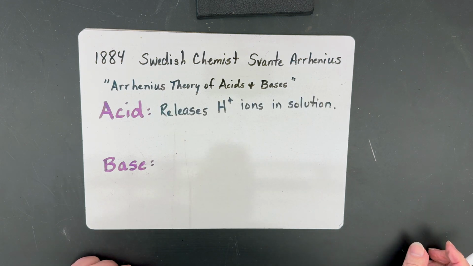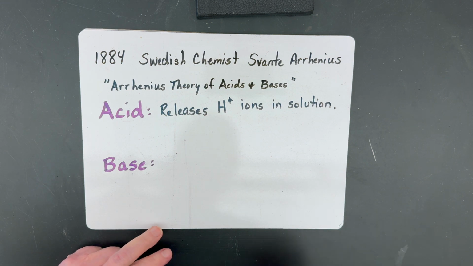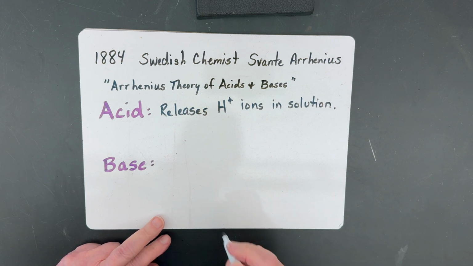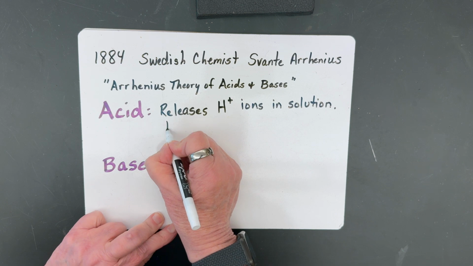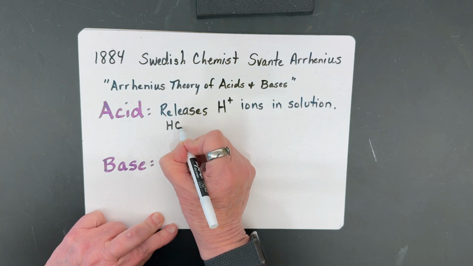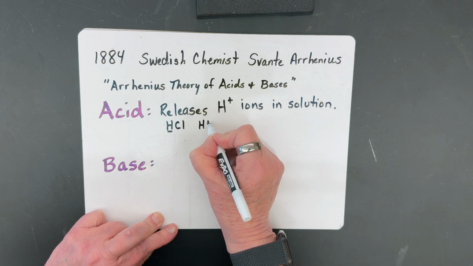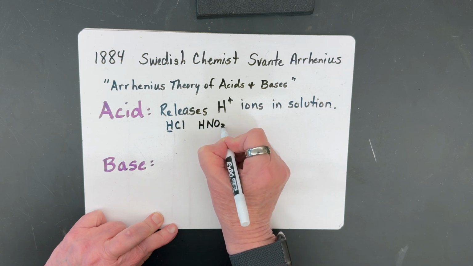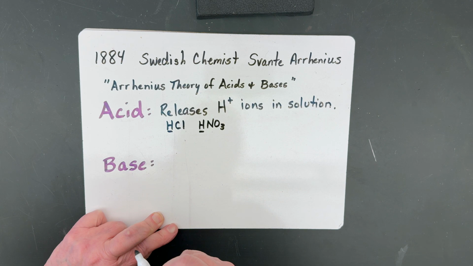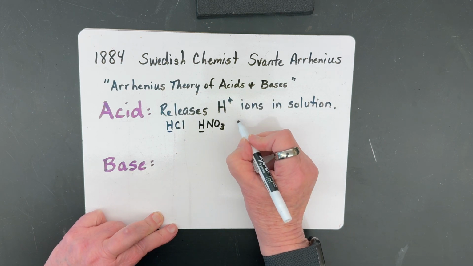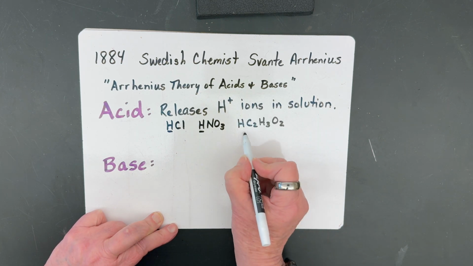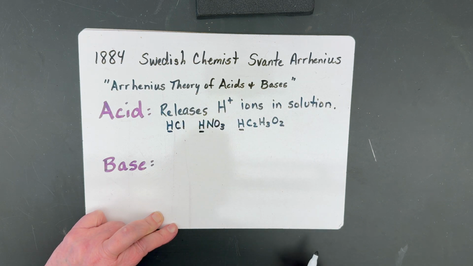When you look at the formula for an Arrhenius acid, it always starts with a hydrogen. So it might be something like hydrochloric acid. Notice there's a hydrogen in the front. Or nitric acid. Again, notice there's a hydrogen in the front. Even if it's something like acetic acid, it can be written this way with the hydrogen in the front.